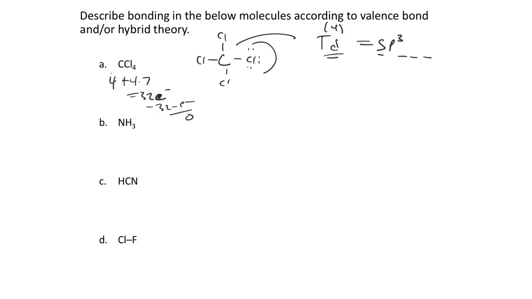NH3, same idea. NH3 has a lone pair on nitrogen. And so then we get 4 domains here too. So that should also be tetrahedral, should also be an sp3 description.